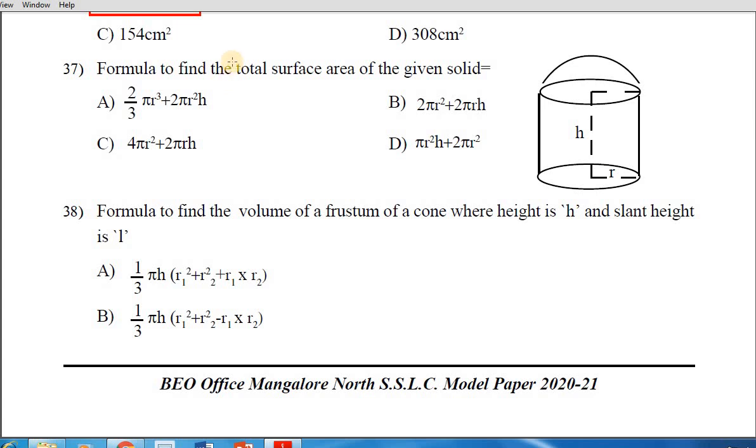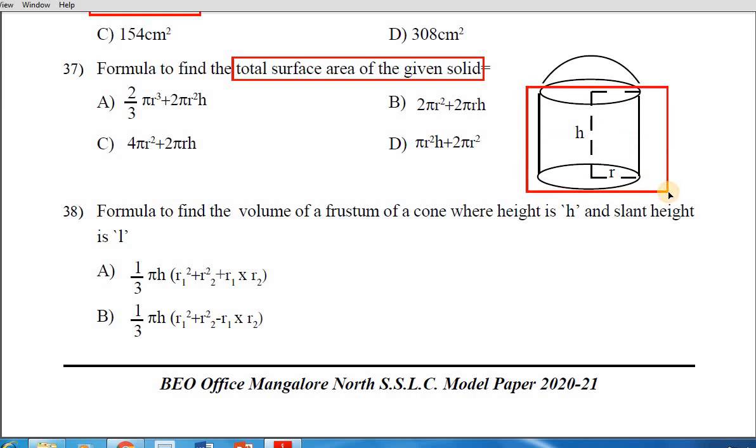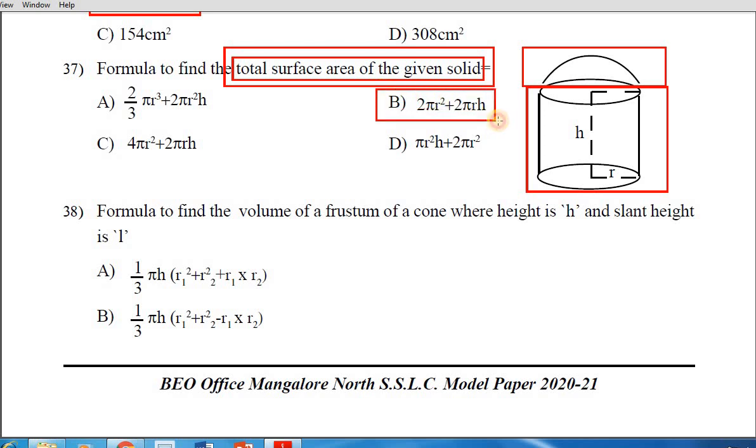Formula to find the total surface area of the given solid. As you observe this solid, here a cylinder is there and here a hemisphere is there. But they are asking to find the total surface area. But we wanted to consider the CSA of a cylinder and the CSA of a hemisphere. Therefore, for this question, the right answer is option B, 2 pi r square plus 2 pi r h.